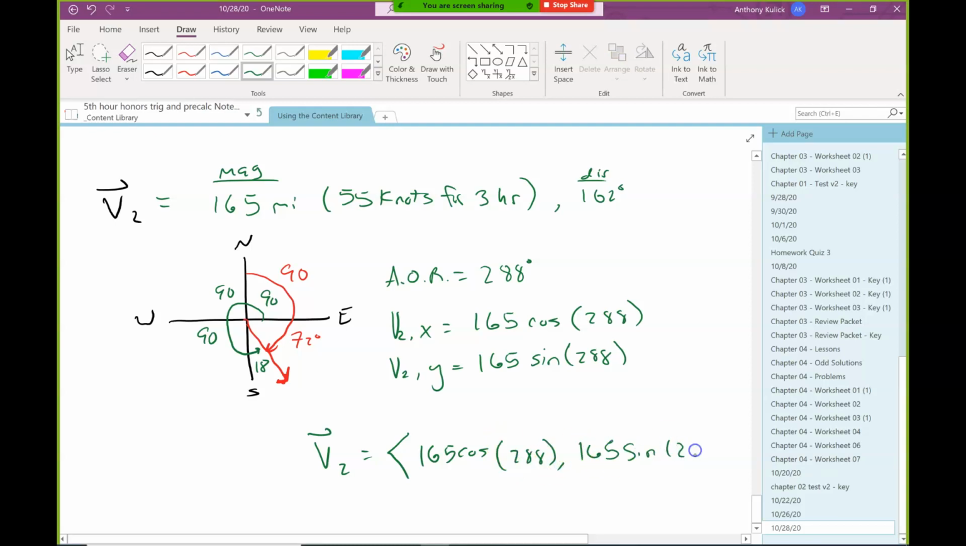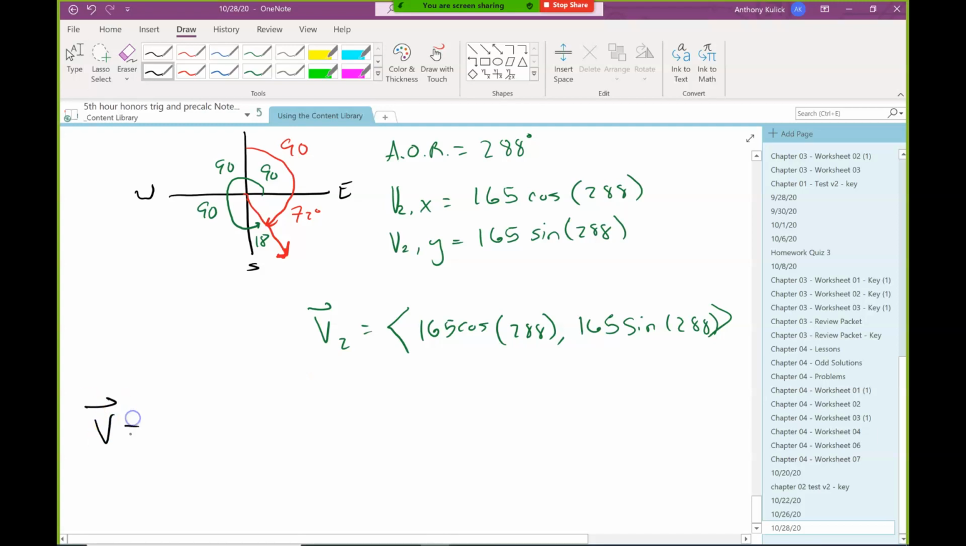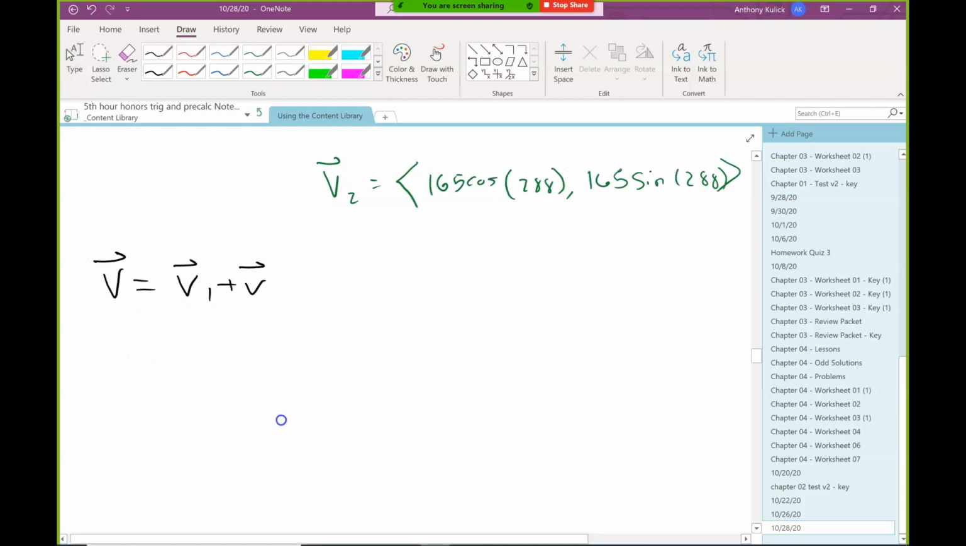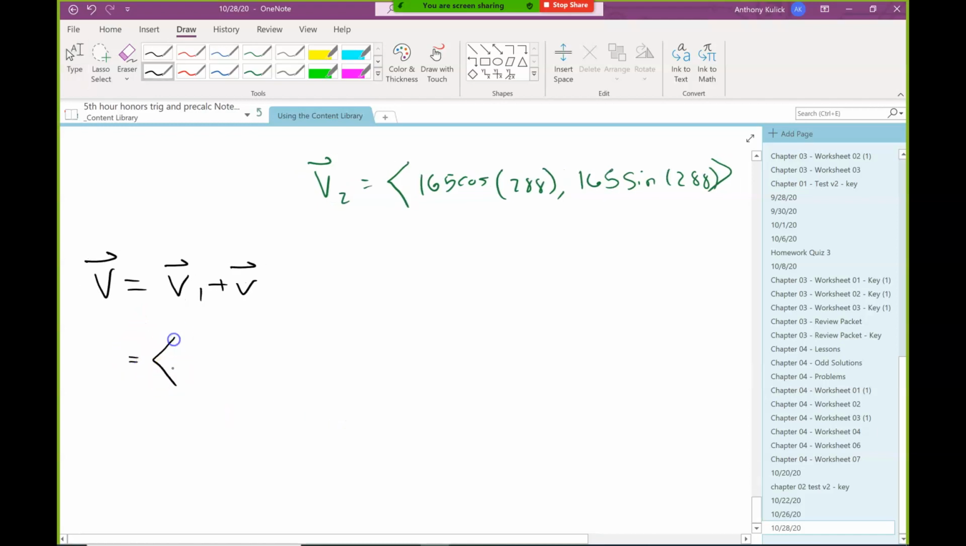Okay. So remember that we said the resultant that we were looking for was going to be the sum of V1 and V2. The beauty of having our vectors in component form is that we can add them component-wise. So we can just add the x-coordinates together, or the x-component together, I should say, and then the y-component together.